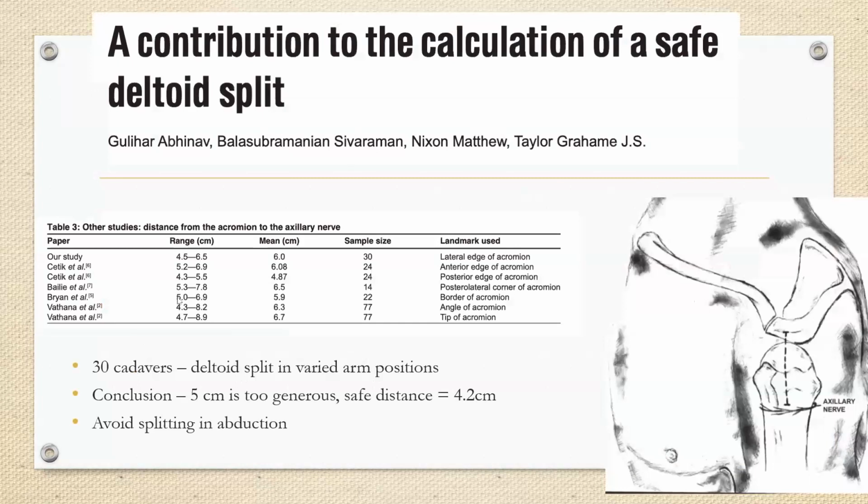Another point to be noted is regarding how far we can go on the lateral aspect of the deltoid. This is a study published in the UK in 2008, where they did a cadaveric study with the deltoid split at varied positions of the arm. They found that the average distance of the axillary nerve from the acromion started at 4.5 centimeters. They concluded that 5 centimeters might be going too close to the nerve, so a safe distance can be taken as only 4.2 centimeters from the lateral end of the acromion. The risk was also highest when this dissection was carried out in abduction of the arm. So always avoid splitting the deltoid fibers with the arm in abduction.